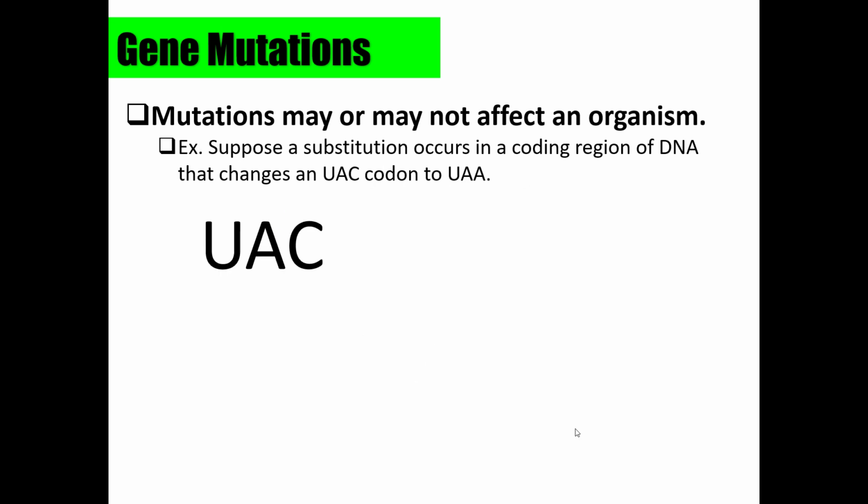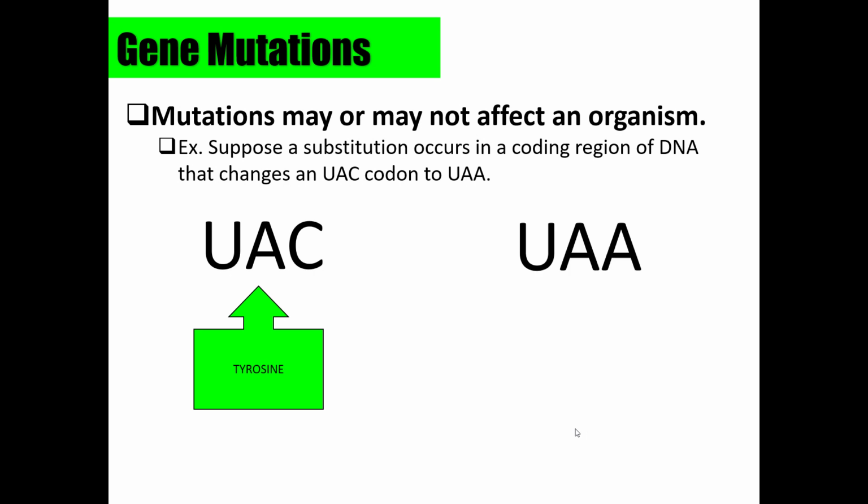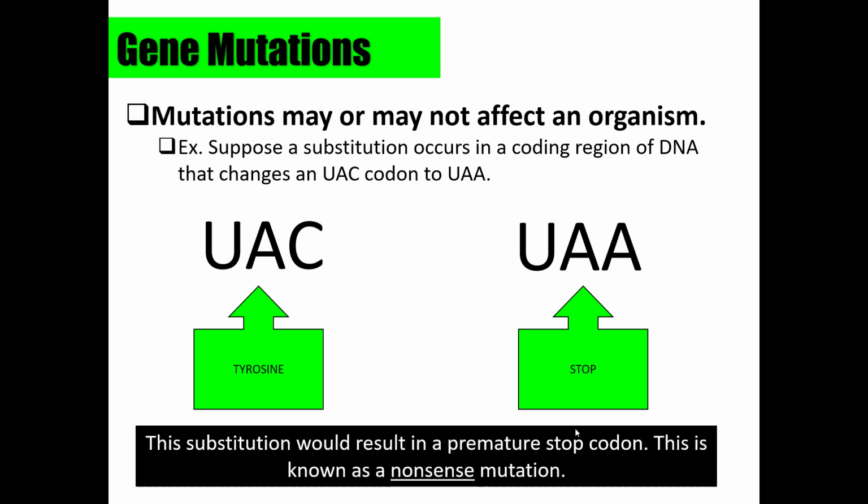All right, let's look at another substitution example. Let's say we're supposed to have UAC, which codes for the amino acid tyrosine. And we're going to substitute that C with an A. Now this also codes for the wrong amino acid. Here we're going to get a stop codon. So this substitution would result in what's known as a premature stop codon. And we call this a nonsense mutation. So in a nonsense mutation, a DNA sequence change is going to happen that causes a cell to stop making a protein before it's finished.